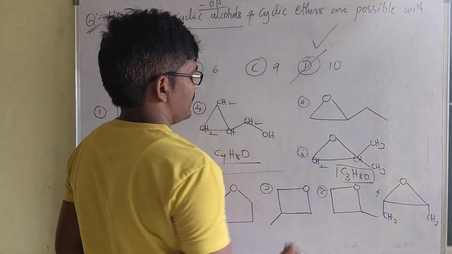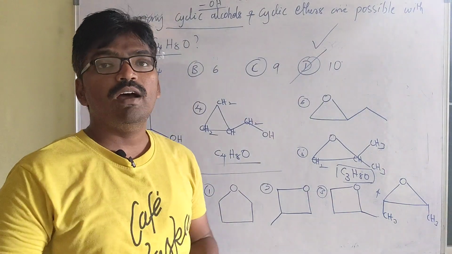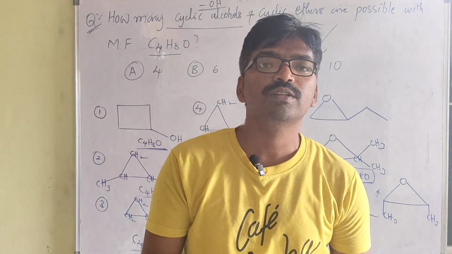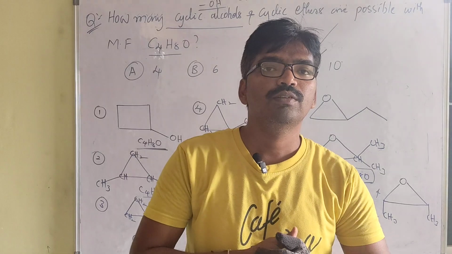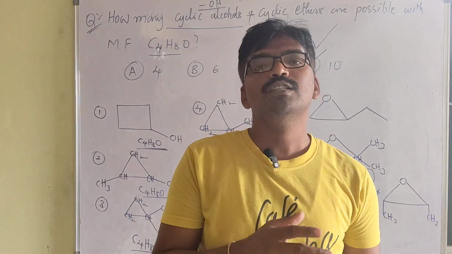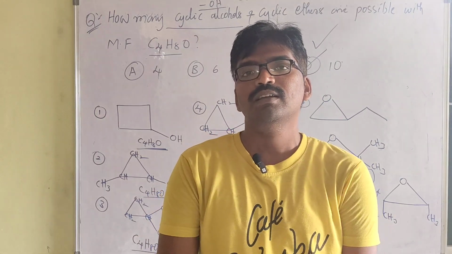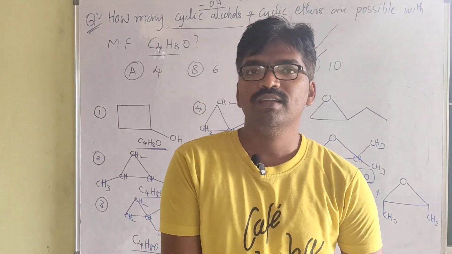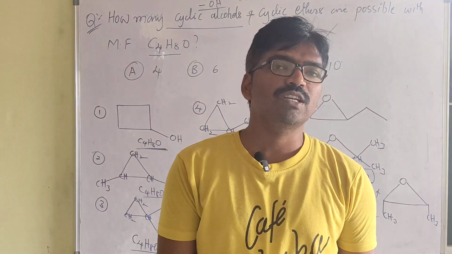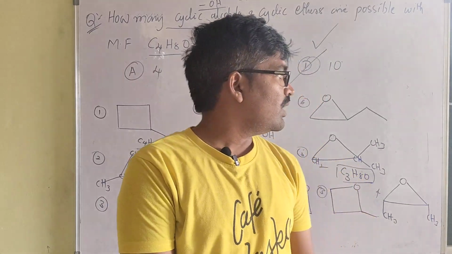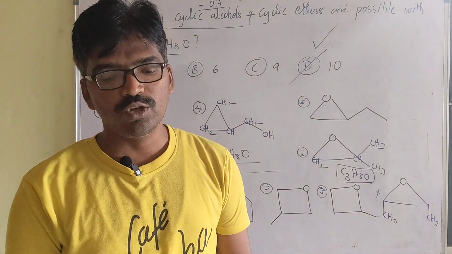So this is the idea, this is the trick to find out the number of total possible structures, both aliphatic as well as cyclic, open chain as well as closed chain structures possible in the given molecular formula. Thank you, my dear students.